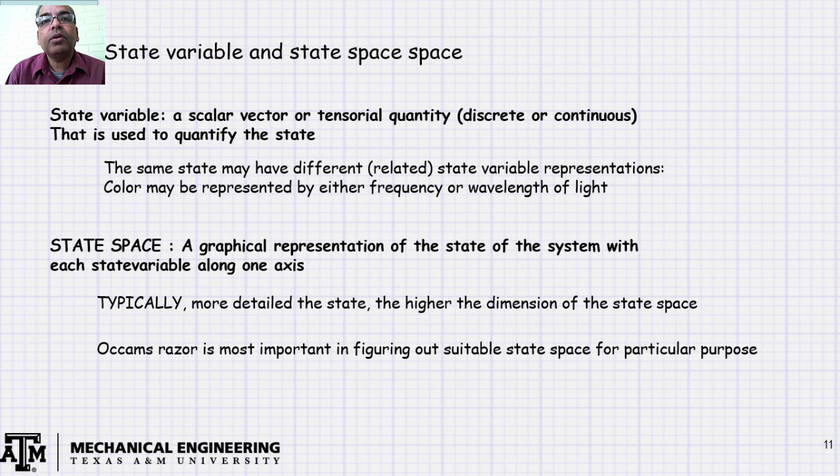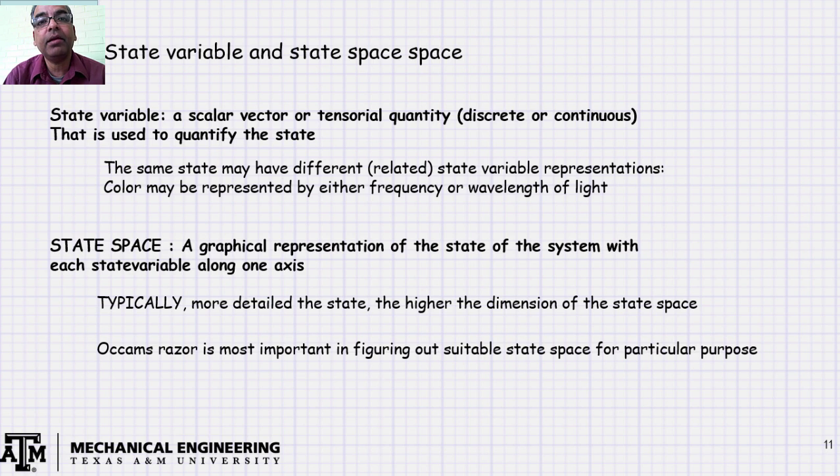So now we come to talk about what is meant by state variable and state space. State variable means a scalar, vector or tensorial quantity. Tensor means matrix at this point. That's all you have to know. So it could be a scalar, a column vector, a matrix, which you can write as a bigger column vector. So maybe you can think of everything as a column vector of size 1, size 2, size 3, size 4, so just think of everything as a column vector of a particular size. Okay, and it could be discrete or continuous.